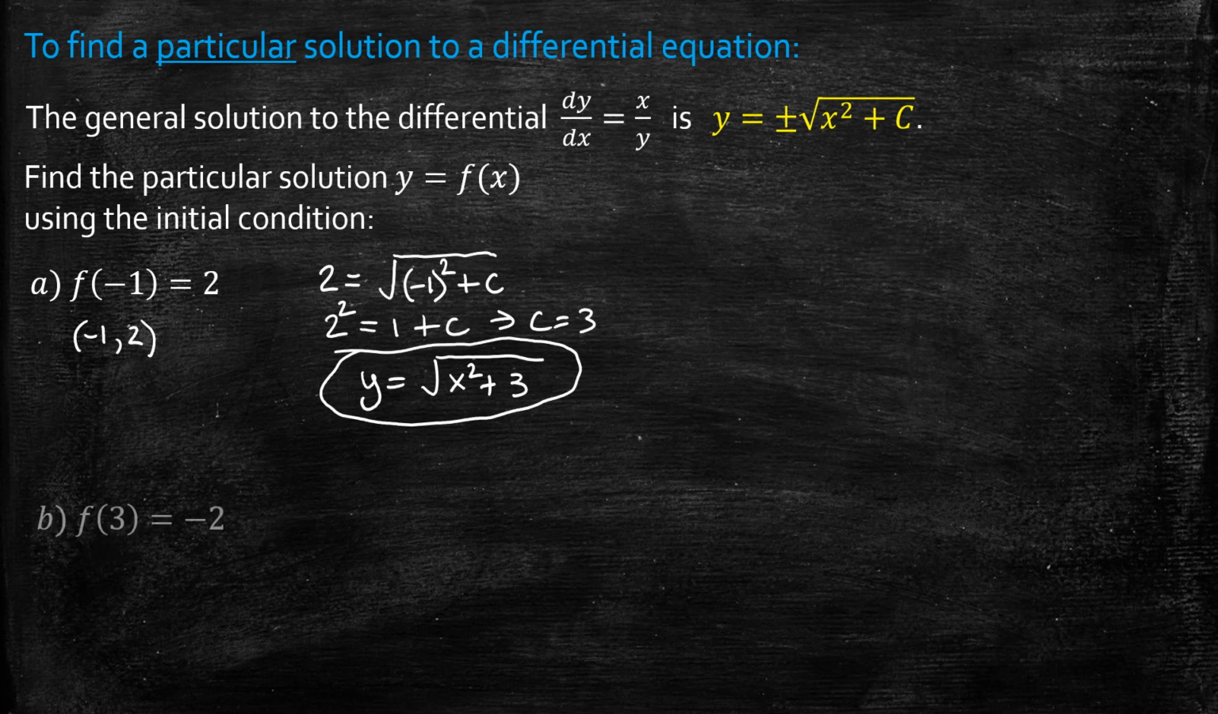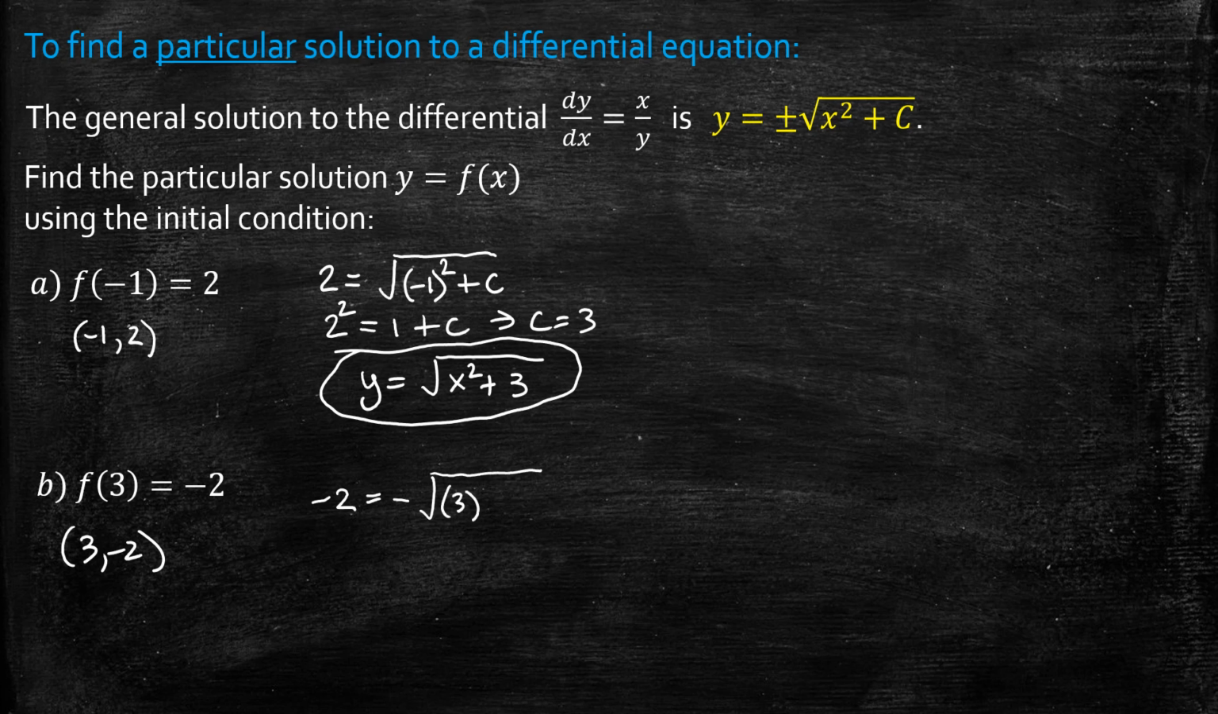And just to practice one more time, if we have f of 3 equals -2, by the same reasoning, we would plug in -2 for y. And notice now that y is negative, so technically we are looking at the negative version of this, the square root of 3 squared plus c. If we square both sides, we get 4 equals, well, 3 squared is 9 plus c, which gives c equals -5. And our equation then is y equals our particular solution, the negative square root of x squared minus 5.